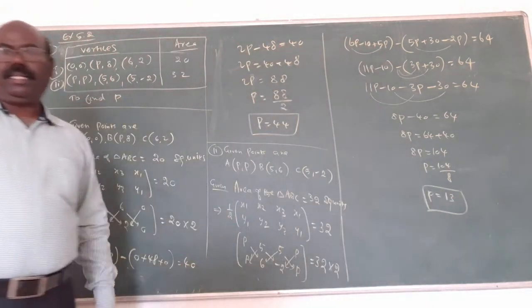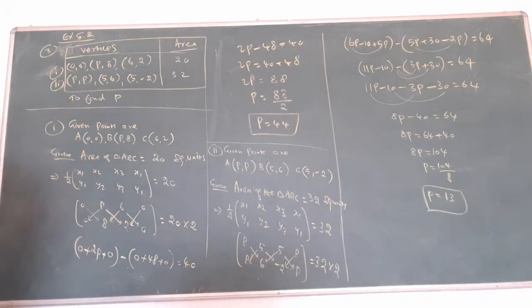Really, both the problems are 5 mark answers. Area given, vertices of the triangle are given. What is asked? The unknown quantity, the p is asked. The answer for the first one is what? First one is 44, 30. Two answers correct. This is for 5 marks.